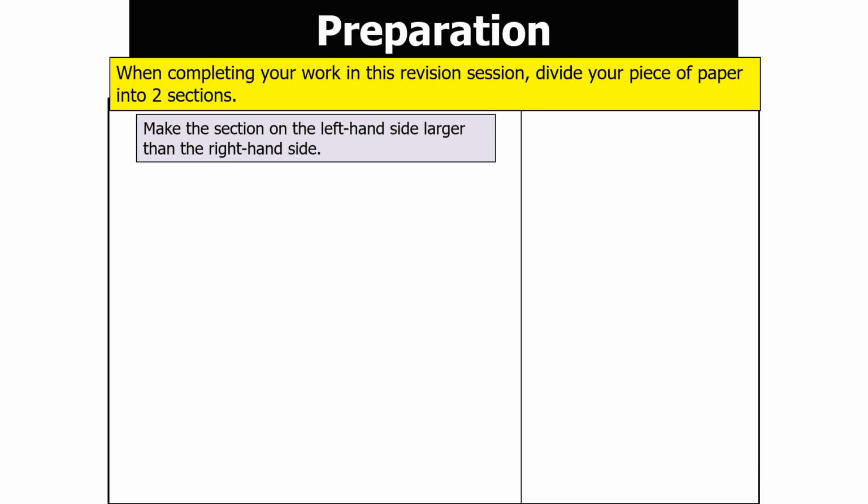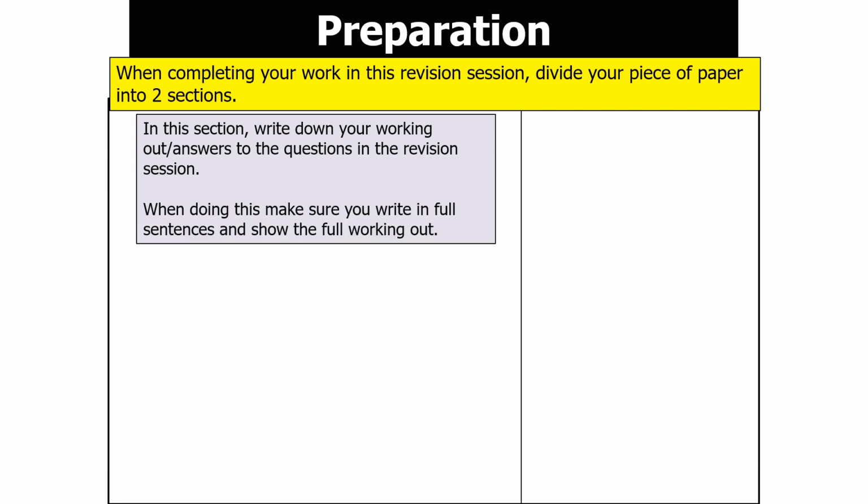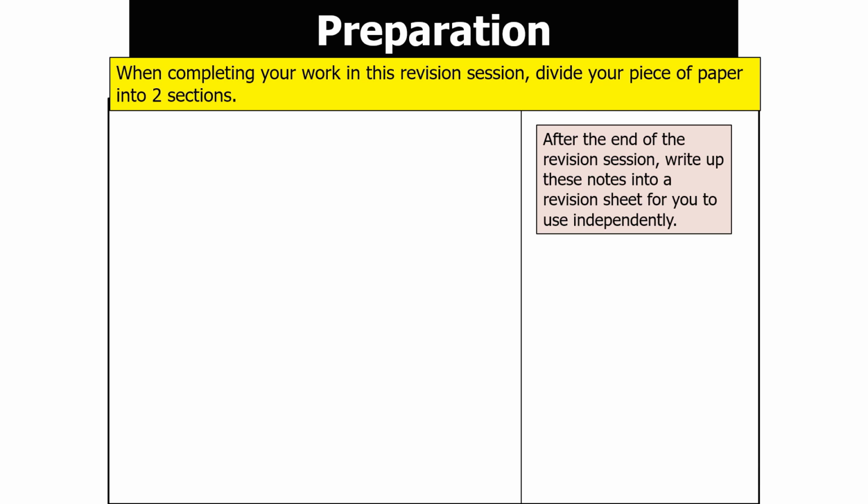So how should you prepare for this revision session? When you're completing your work in this revision session, divide your piece of paper into 2 sections. Make the section on the left hand side larger than the right hand side. In this left hand side section, write down your working out and answers to the questions in the revision session. When you're doing this, make sure you're writing full sentences and show your full working out. Whilst in the right hand side, write down any piece of information which you find useful or any hints and tips on answering questions from this revision session. After the end of the revision session, write up these notes into a revision sheet for you to use independently.